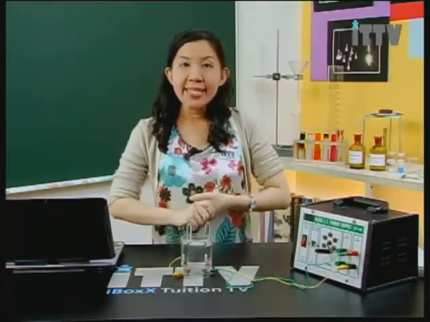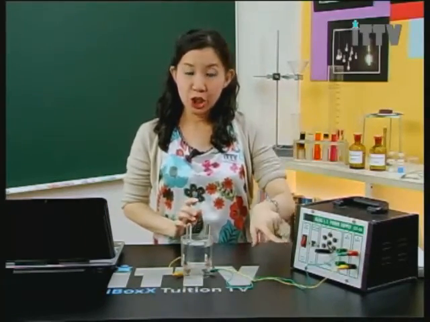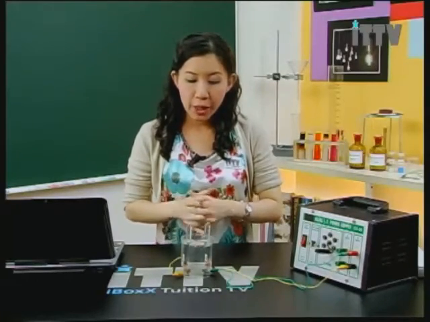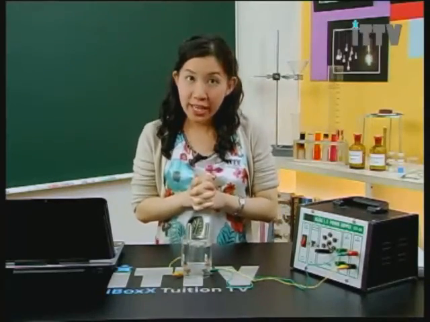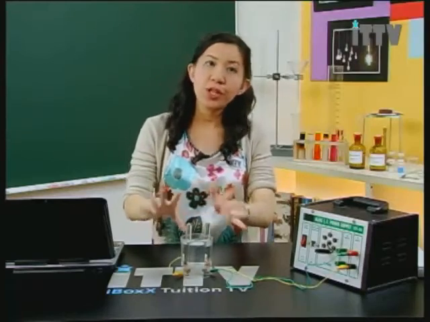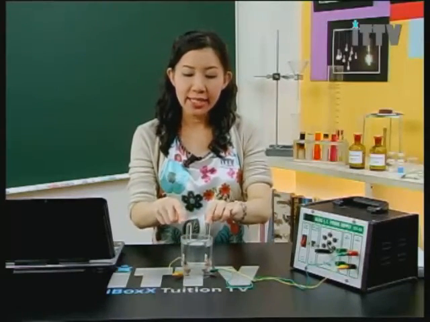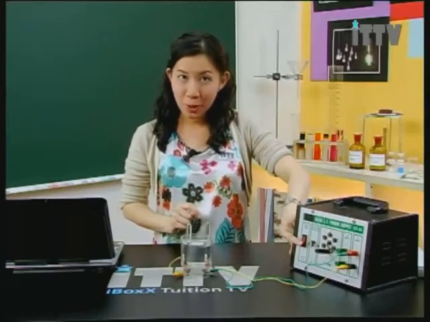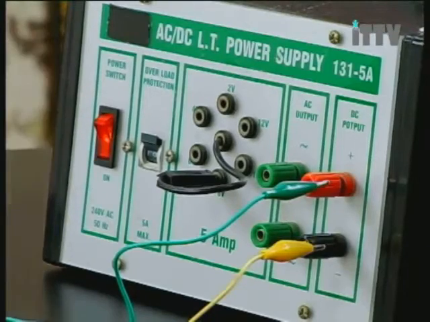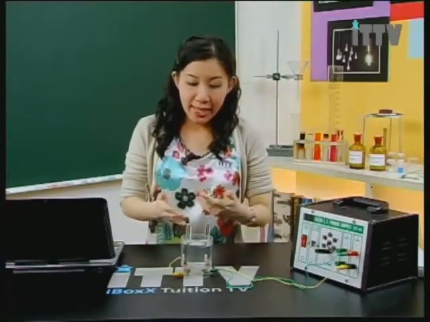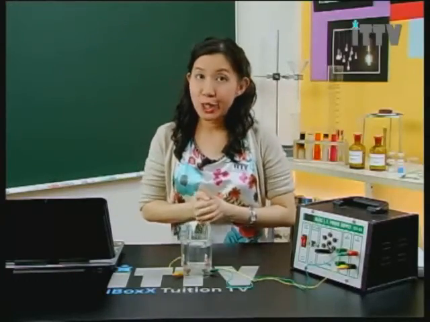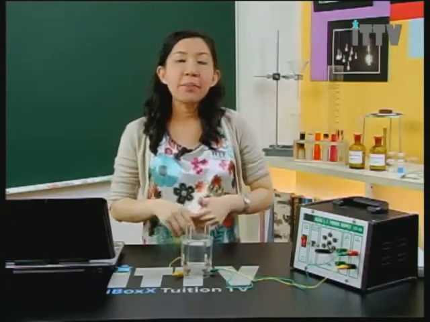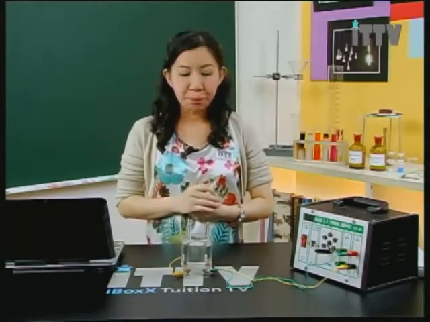So let's turn on the power switch to show the expected observation that there would be 2 different gases produced at the upturned test tubes here. So let's start the experiment now. It will take some time for the gases to be collected. But let me do a little bit of explanation.